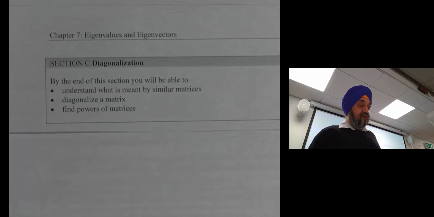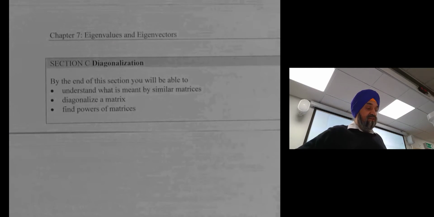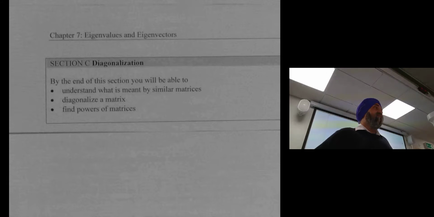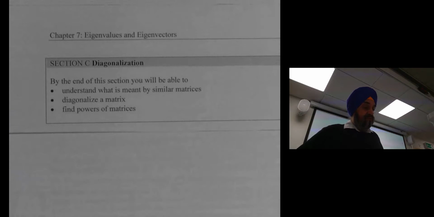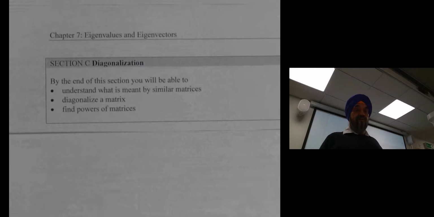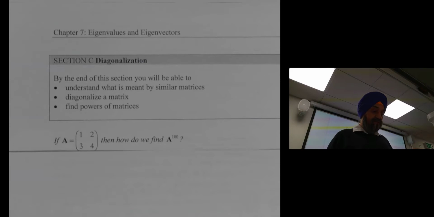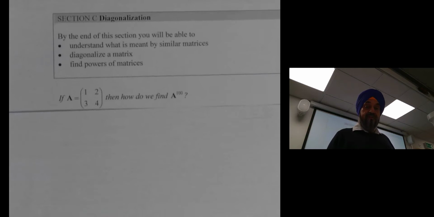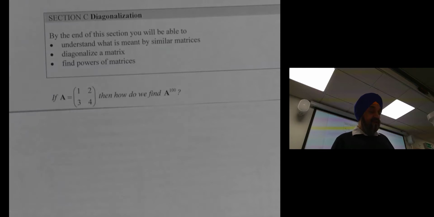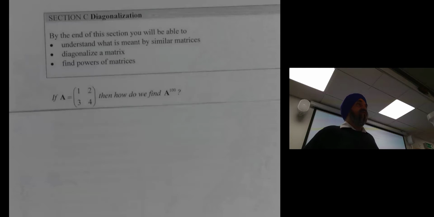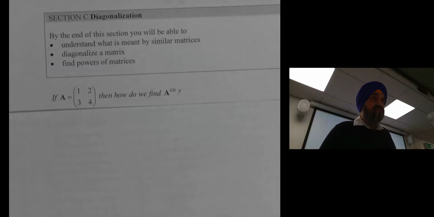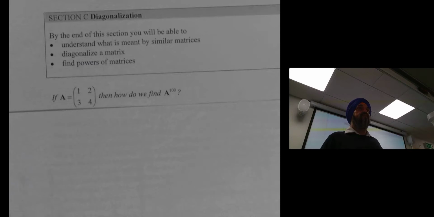So understand what we mean by similar matrices, diagonalize a matrix, and find powers of matrices. You'll see why we want to diagonalize a matrix. So, like I say, let's take another example. We did this in Cayley-Hamilton. Say if you had a matrix like 1, 2, 3, 4, you want to find A to the power 100. Okay, you could use Cayley-Hamilton.